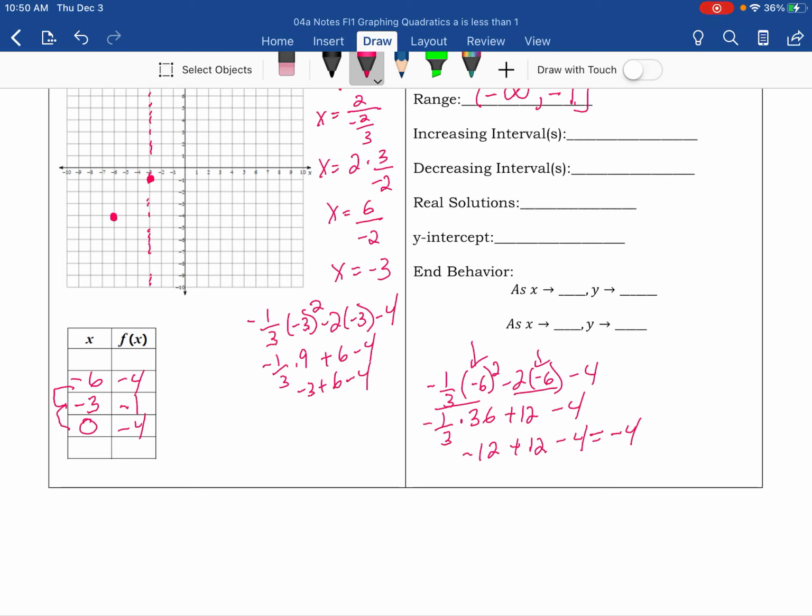Okay. If I want to pick another point, I'll just pick a point to the right. So I'm going to pick 3. 3 is a good point to pick, because I know it's divisible when I square it by 1/3. So this is going to be -1/3 times +3 squared minus 2 times +3 minus 4. -1/3 times 9 minus 6 minus 4. That's going to be -3 minus 6 minus 4, which is -9 minus 4, which is equal to -13.